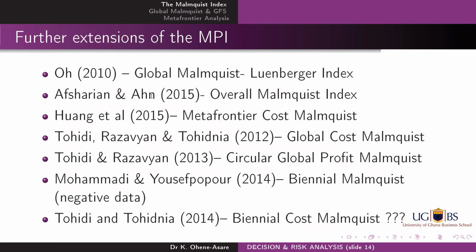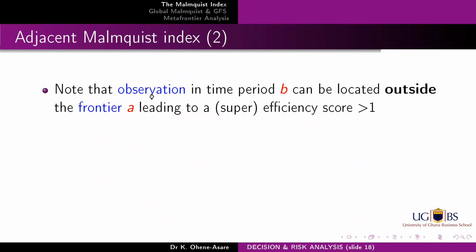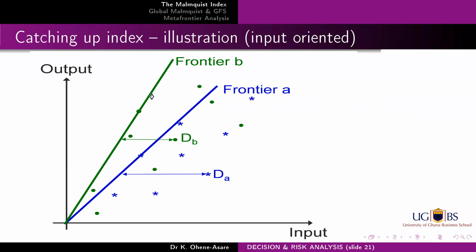And the other extensions: the global Malmquist Index, the meta frontier cost Malmquist, which is a very unique one, and then the global cost Malmquist and the secular global profit Malmquist, the biennial Malmquist in the presence of negative data. And then other extensions that are there. Those are the very extensions of the Malmquist index.